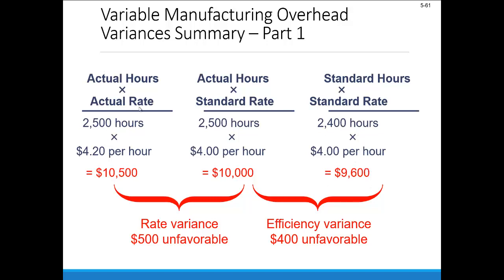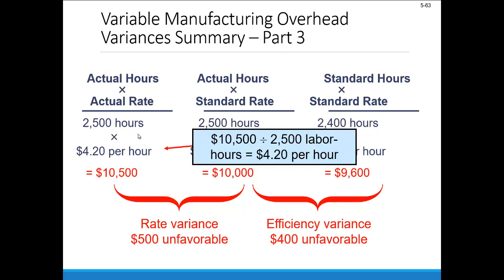Over on the far left, we've got our actuals, and that's the actual hours, 2,500 labor hours, times the actual manufacturing overhead rate. We didn't know this, but we were given a total here for a spend on that variable overhead of $10,500. So really we're backing into that rate by taking the $10,500 total divided by the actual hours of 2,500 for a $4.20 per hour actual rate.